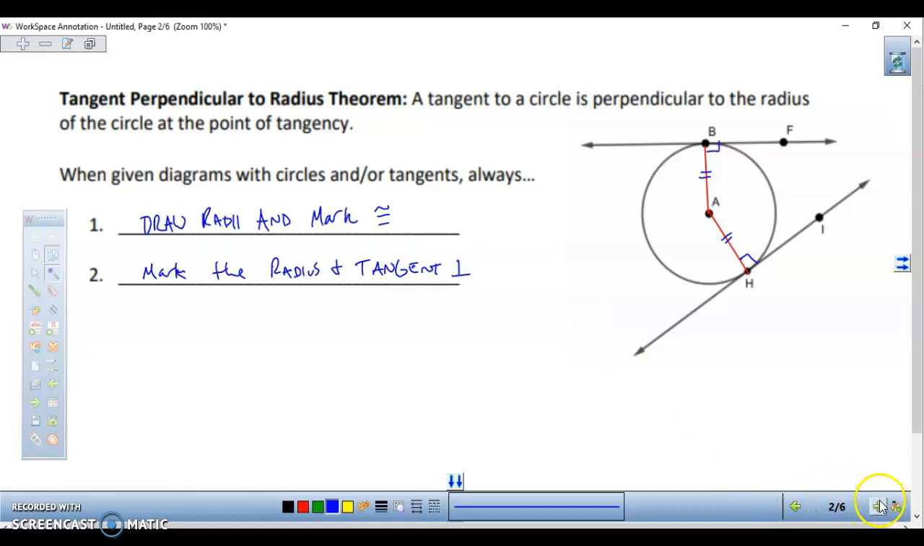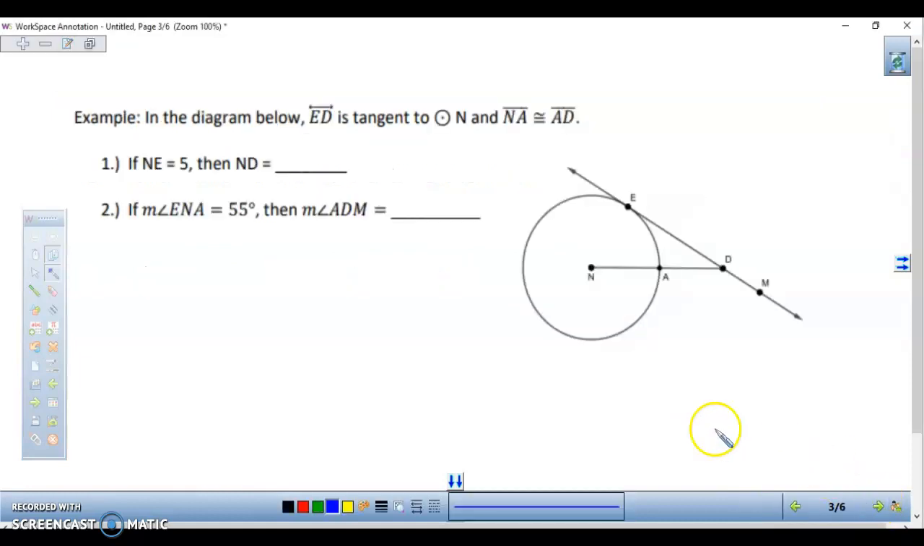All right, let me show you an example of why that's helpful. In this diagram, line ED is tangent to circle N, and NA is congruent to AD. So I'm going to mark NA congruent to AD. Based on the tip I just gave you, I'm going to draw my radius and mark it congruent to this radius. This radius had 2 tick marks, so this one needs 2 tick marks as well. Then I will mark my tangent and radius perpendicular to one another.